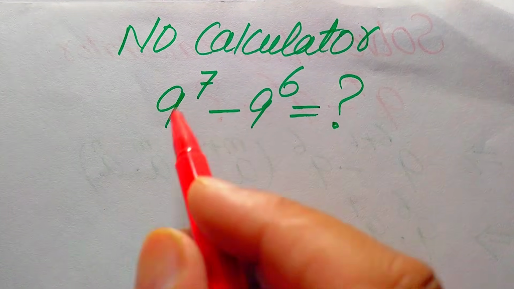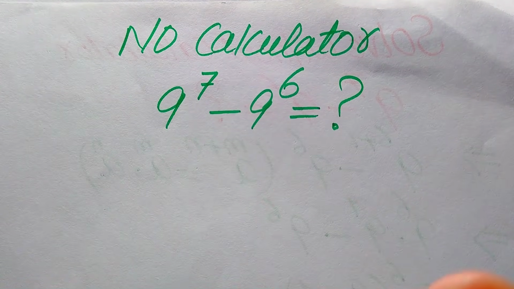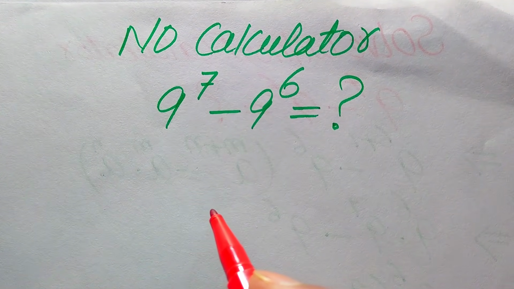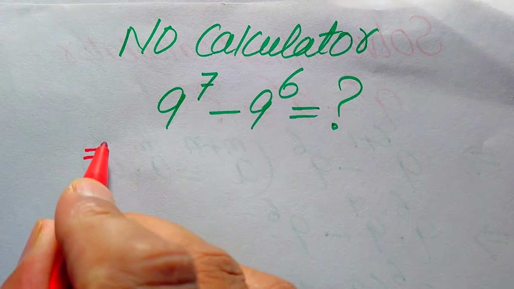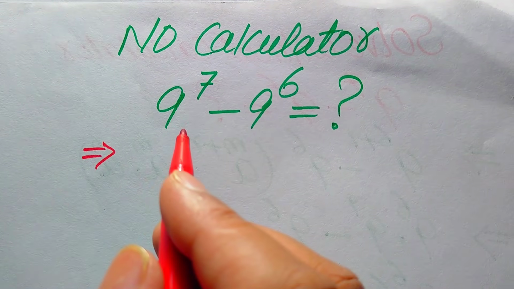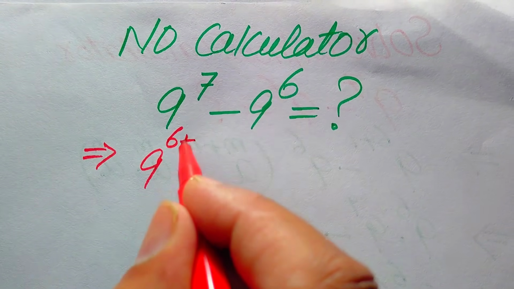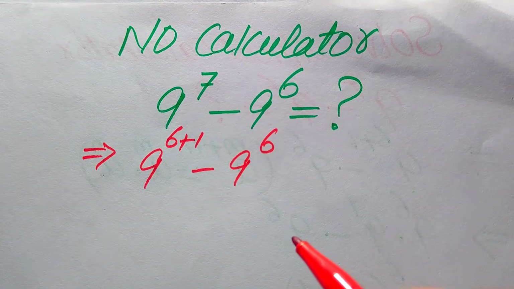So we have 9 to the power of 7 minus 9 to the power of 6. We write this algebraic expression into the simplified form, but remember one thing: a calculator is not allowed in this problem. This means that we need to show all of the working on this paper. So the very first thing we are going to do is focus on the exponent of this term, and its exponent is 7, and we write it as 9 to the power of 6 plus 1 minus 9 to the power of 6.